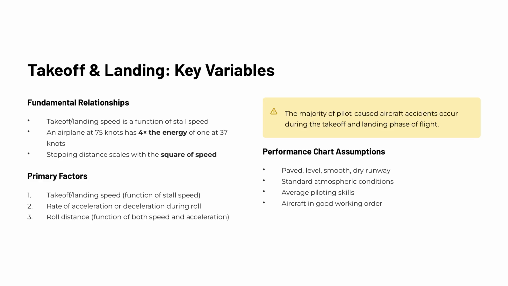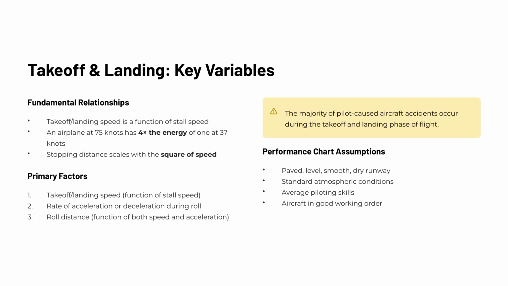This matters enormously because stopping distance scales with the square of your speed. Even a modest increase in airspeed translates to a significantly longer ground roll to stop the aircraft. The 3 primary factors governing your roll distance are your takeoff or landing speed, your rate of acceleration or deceleration, and the resulting distance those 2 variables combine to produce. All 3 must be considered together when evaluating runway requirements.